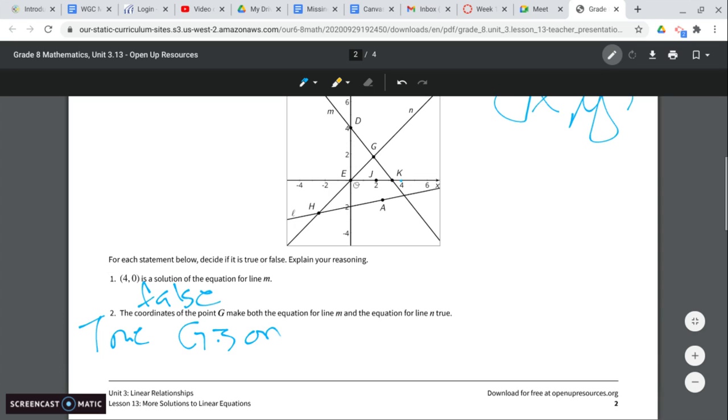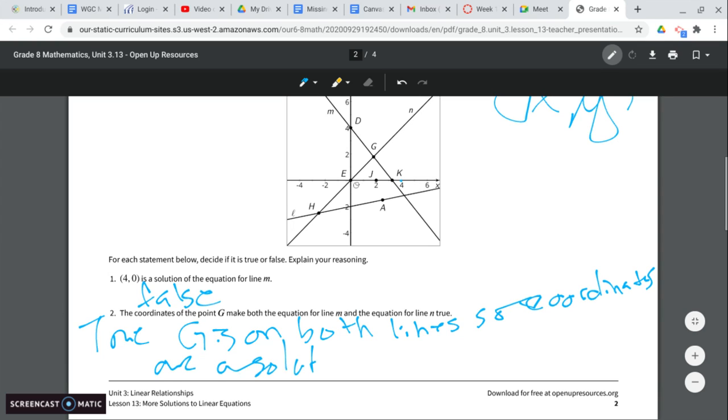G is on both lines. So coordinates are a solution to both.